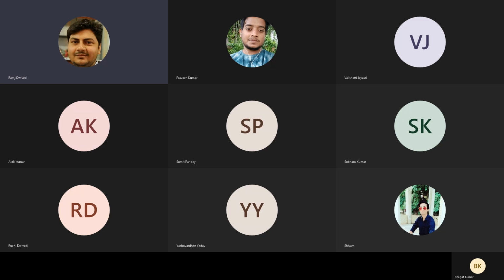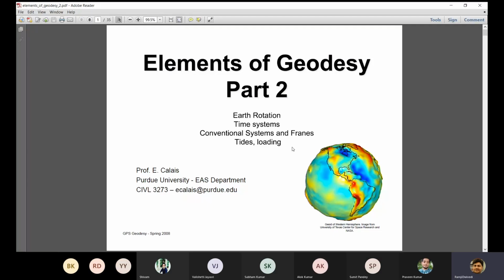So we were discussing previously the part one. This is part two of elements of geodesy. In this we will discuss Earth rotations, time systems, conventional systems and frames, tides and loadings, etc. The objective of part one was to introduce you to the terrestrial coordinate system. Here we will introduce you to Earth rotation and eventually the inertial system.